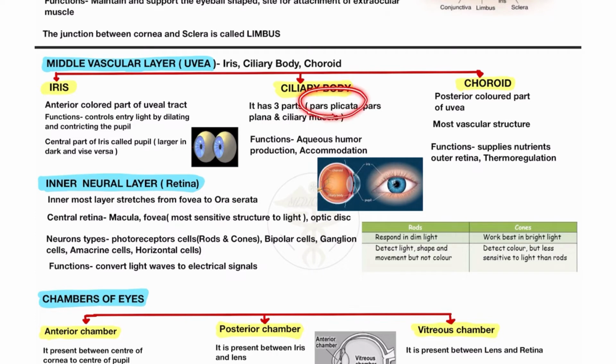But it is very important. Pars plicata is very important because it helps in the formation of the aqueous humor. So the function of the ciliary body is to help in the formation of aqueous humor. Which part of the ciliary body? It is the pars plicata.